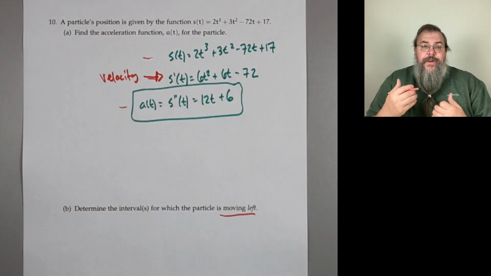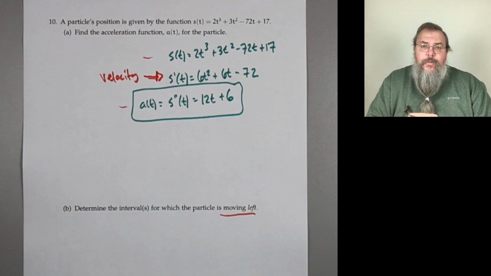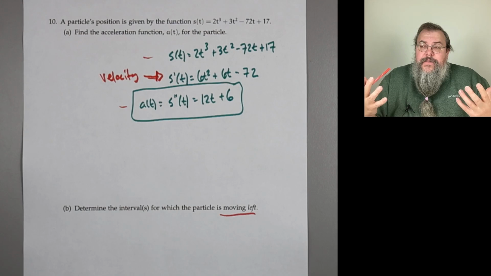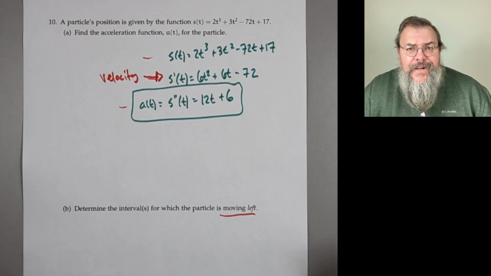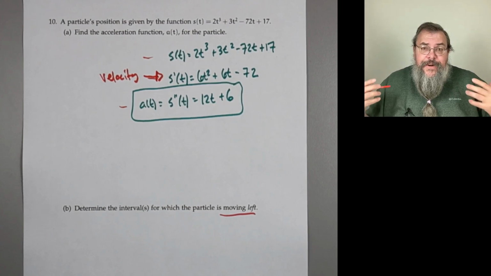So we're after velocity, and what does velocity tell us? It's a number, right? So how does a number tell us how we're moving? Doesn't it just tell us how fast we're moving?